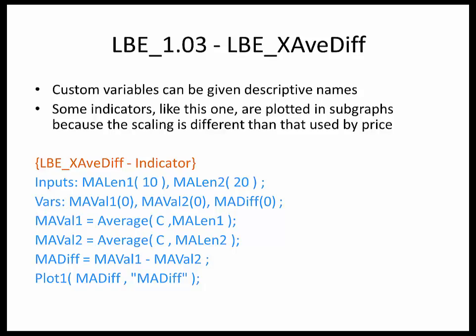So in this example, you can see that we have an inputs line with two inputs, two different moving average lengths, 3 variables. The third one is the moving average difference. The first variable is set equal to the moving average of length 1, and the second is moving average of length 2. We compute the difference and plot that using the plot 1 statement. Now let's look at what this looks like in TradeStation.